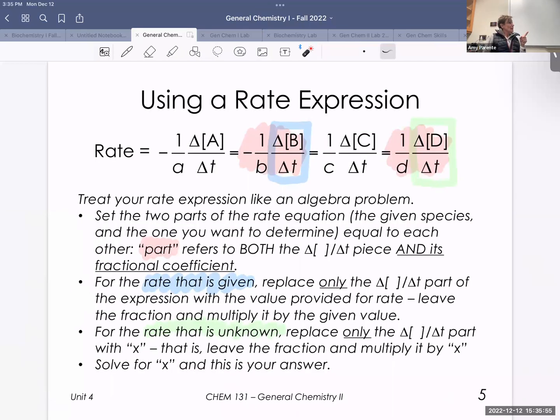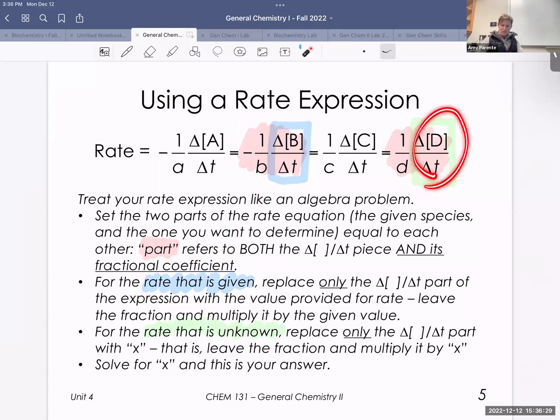Then we can use the rate expression when we're given the rate of something and we want to relate it to the rate of something else. This is almost like a stoichiometry problem where we're relating two different things, but we're going to use our rate expression as a way to relate those. The biggest mistake that students make with this is when you're given a rate, they just put it in for this whole thing. And you can't do that. It only goes in for this part. You still have to multiply it by whatever the fraction is. So that's a common place where students make mistakes.